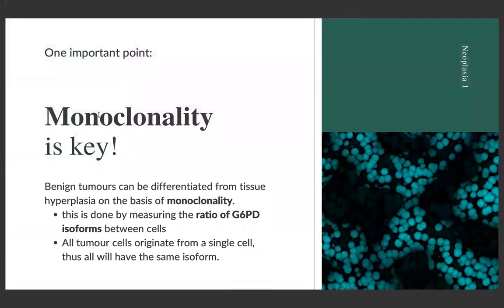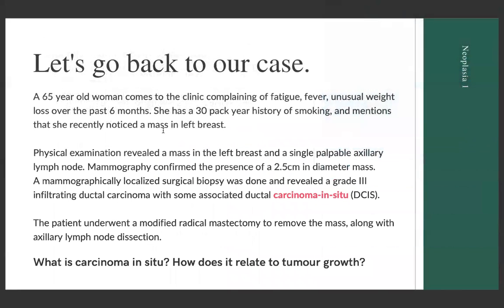But remember, monoclonality is the key here. I said I'd touch upon it again. So monoclonality is how you differentiate, let's say, a benign tumor from normal tissue hyperplasia. And so you have a G6PD isoform, which is found in every type of cell. And so you measure the ratio. If, let's say, you have a lot of one specific isoform, that tells you that all of these cells came from a single cell. And that is more indicative of this being a tumor. However, if you see the ratio as 1-to-1 or normal, then that tells you that this is probably tissue hyperplasia, not necessarily a tumor. So that's just very important to keep in mind.